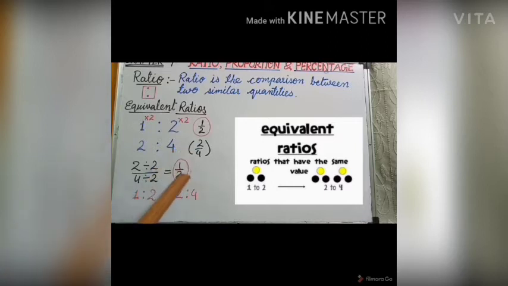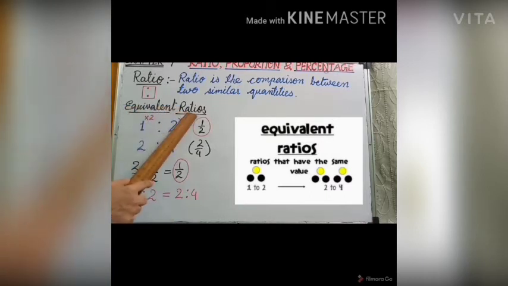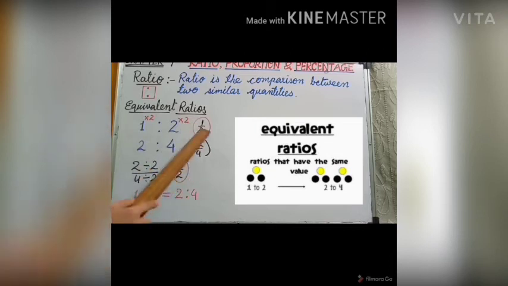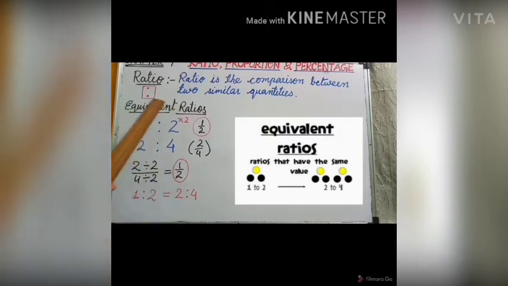Okay, that means we are getting the same fraction after simplification. That means 1 is to 2 is equal to 2 is to 4. They are giving the same result, that means both the fractions are equal. So the ratios that give the same result, same values, are known as equivalent ratios. So these two ratios are giving the same values. That means they are equivalent ratios, and we can write 1 is to 2 equal to 2 is to 4. So these are equivalent ratios.